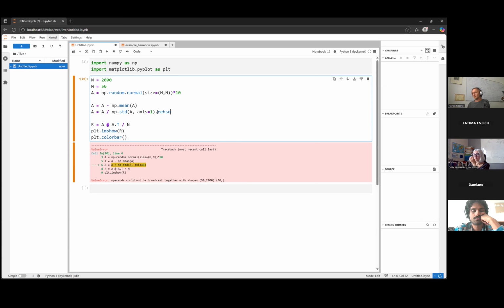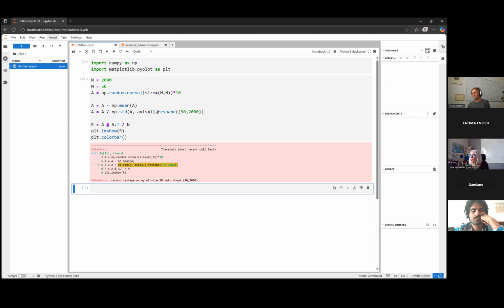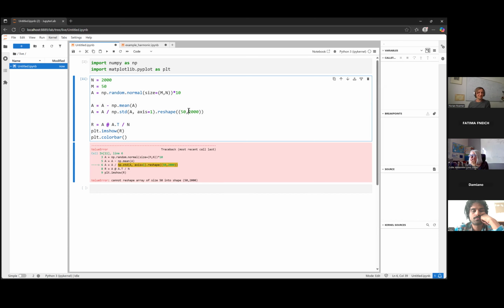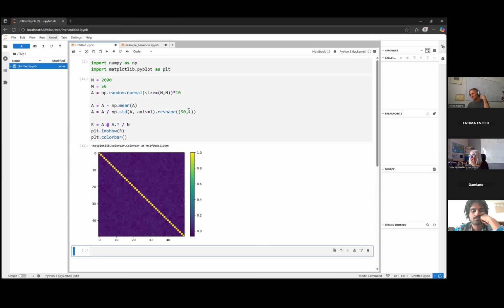So how do I reshape? Just like this, right? 50 by 2000 would be one way to do it. Let's see. Oh no, this doesn't work. No, of course not. Like that, 50 by 1. It's a length 50 vector that we reshaped into a 50 by 1 matrix.